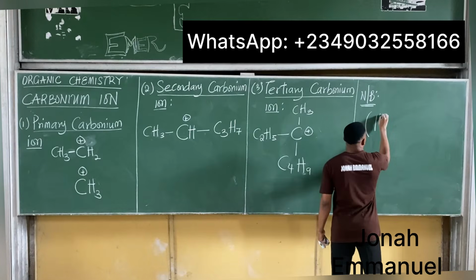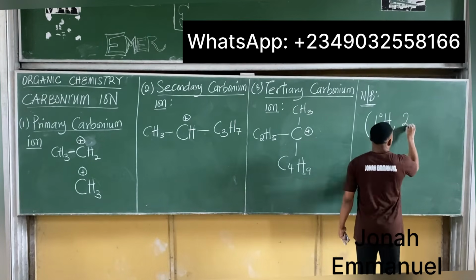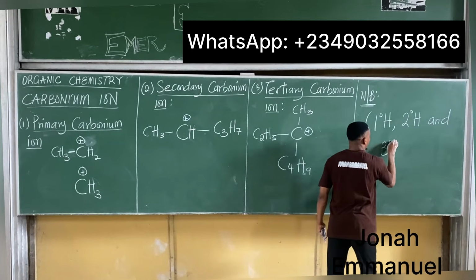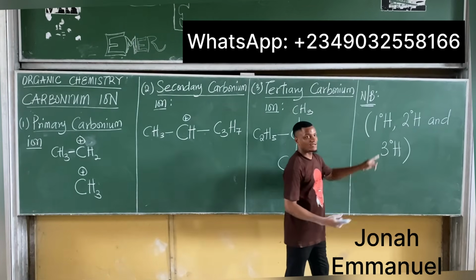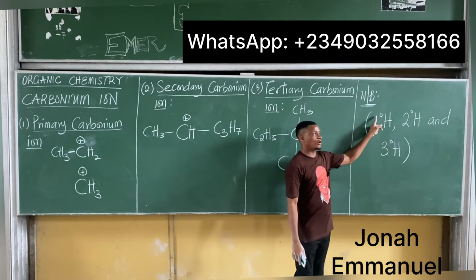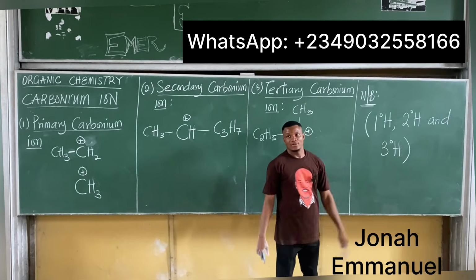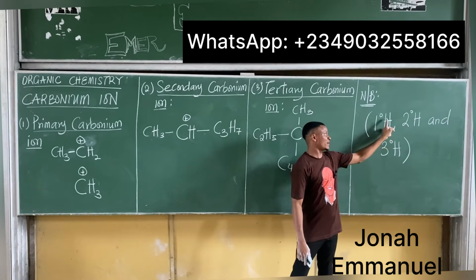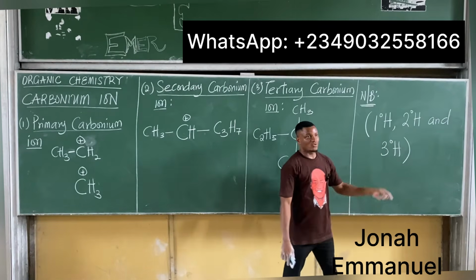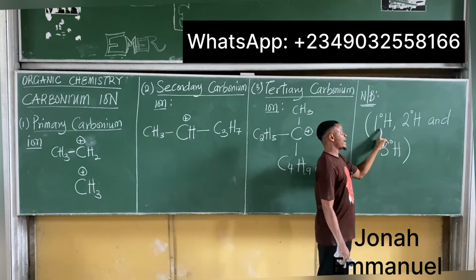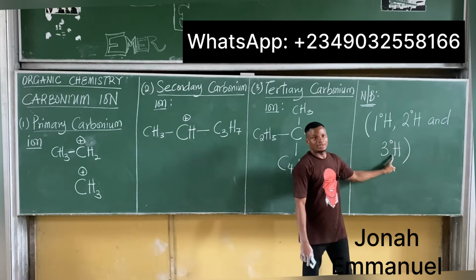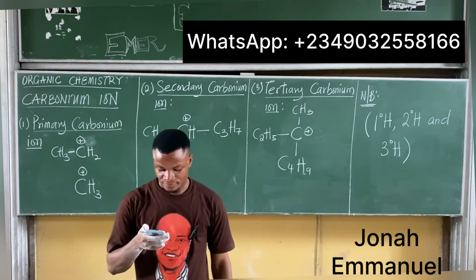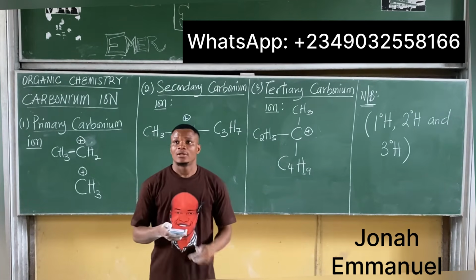Written as, so please, when you see 1 naught, or 1 to the power 0, this means primary. If you see this with a C, it means primary carbon. 2 naught like that means secondary. So whether it's hydrogen or C, this means primary hydrogen, secondary hydrogen, tertiary hydrogen. That's this. Let's take an example, please.